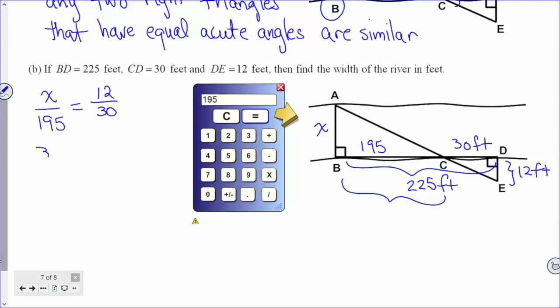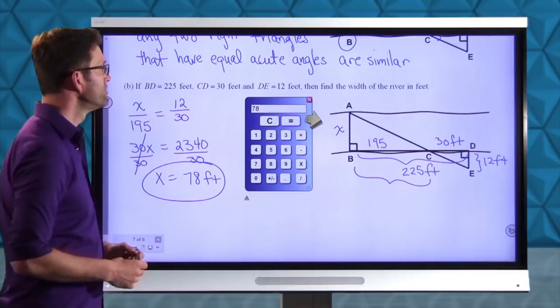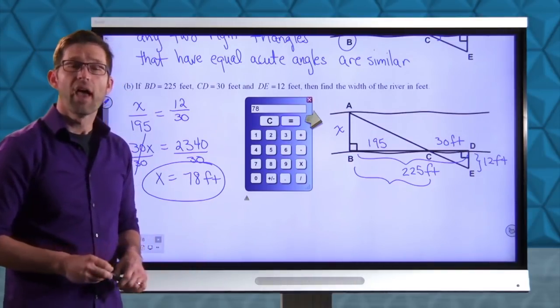In which case now the numbers are going to get fairly large, but that's okay. We cross multiply. We get 30x equals 195 times 12, 2,340. Divide both sides by 30. And we have the width of the river as 78 feet. That's it. And again, it's kind of cool.